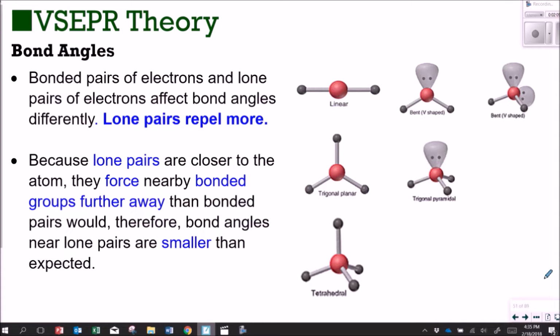Bonded pairs of electrons and lone pairs of electrons affect bond angles differently because lone pairs repel more. Because they are closer to the atom, they force nearby bonded groups further away, causing smaller bond angles than expected. So if we look at this linear molecule over here, we have a bond angle of 180 degrees. When we add a lone pair, it repels more, so it forces the two bonded pairs of electrons closer together, reducing this bond angle and making it smaller. Adding two lone pairs will repel even more, and that bond angle will become even smaller.